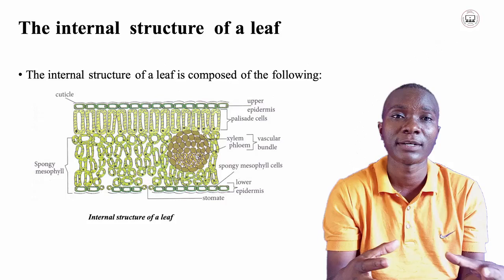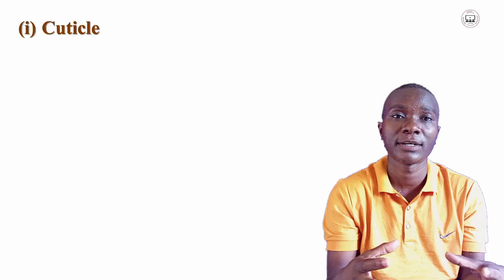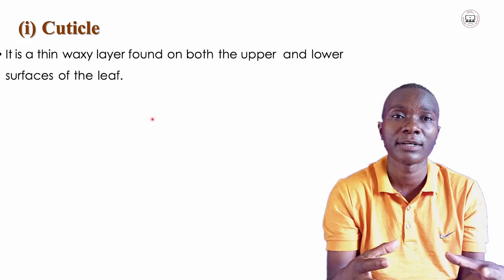Now let's discuss the functions of these internal parts of the leaf. We'll start with the cuticle. It is a thin waxy layer found on both the upper and the lower surfaces of the leaf. It is transparent to allow light into the leaf.